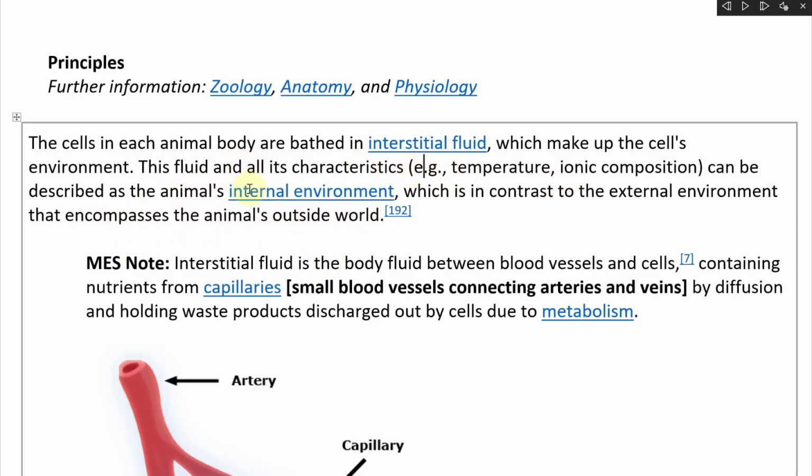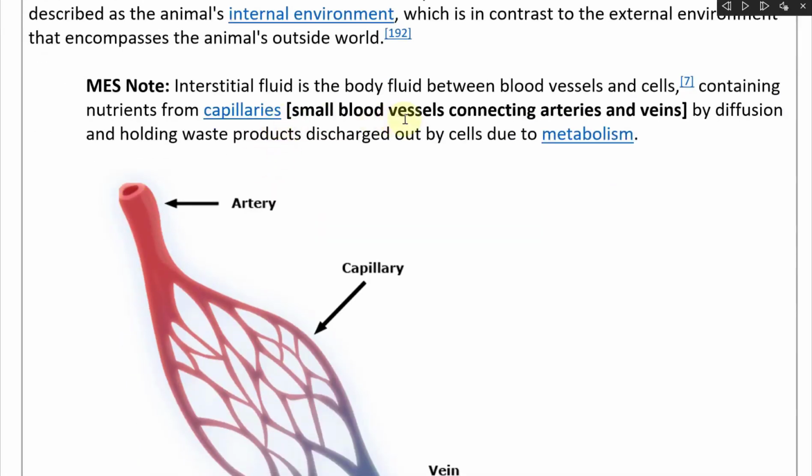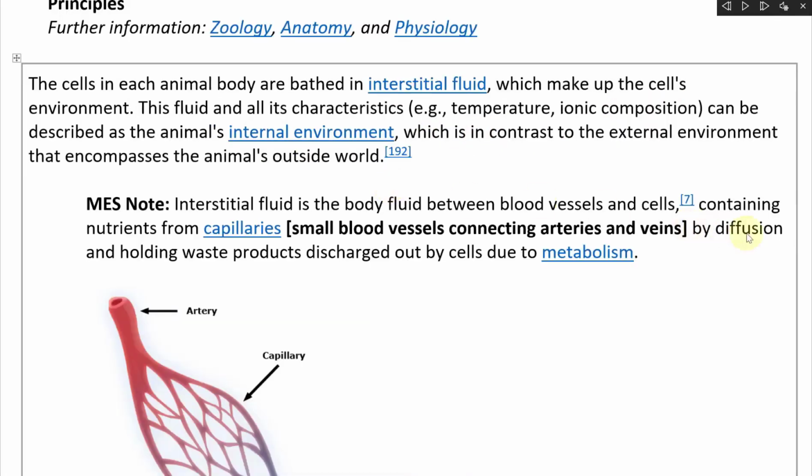So again, it's all of its characteristics, the fluid, e.g. or for example, temperature, ionic composition, etc. So note, interstitial fluid is the body fluid between blood vessels and cells, containing nutrients from capillaries, which are again the small blood vessels connecting arteries and veins. It contains nutrients from these by diffusion and holds waste products discharged out of cells due to metabolism.